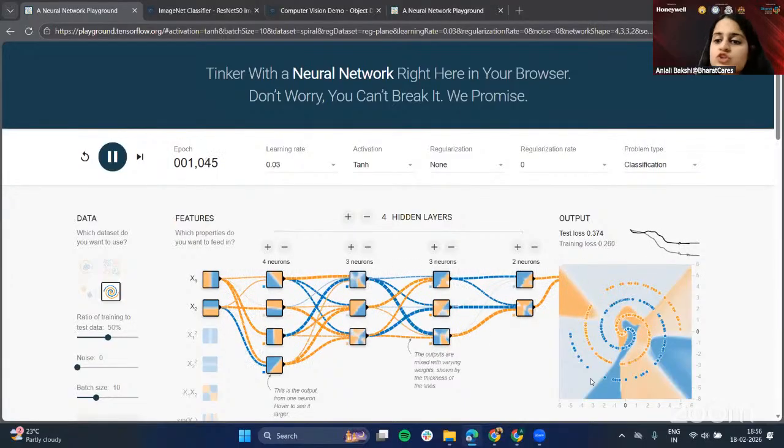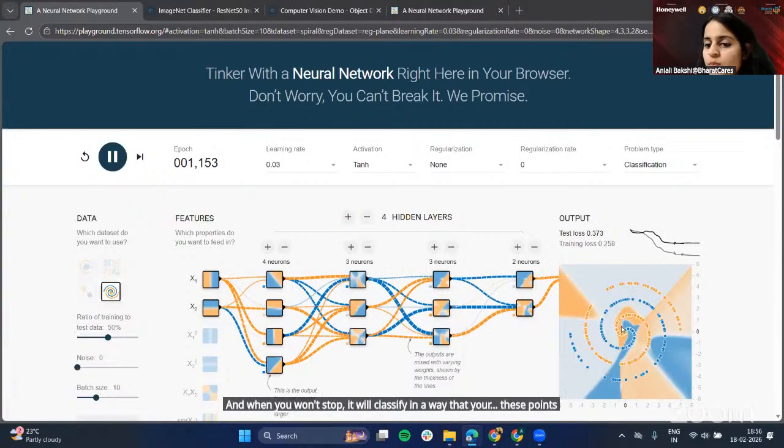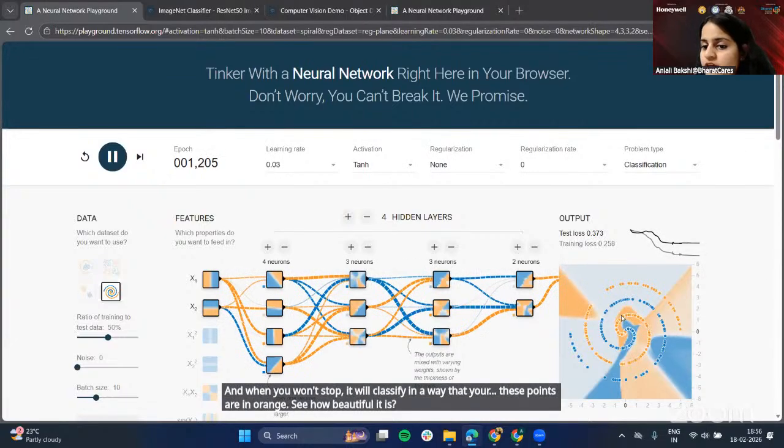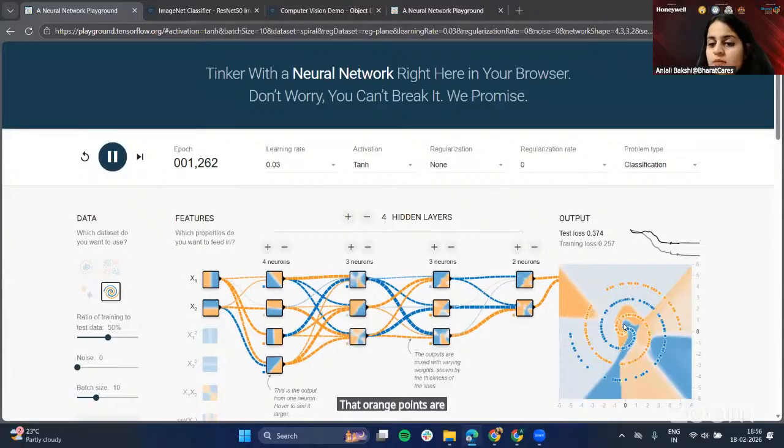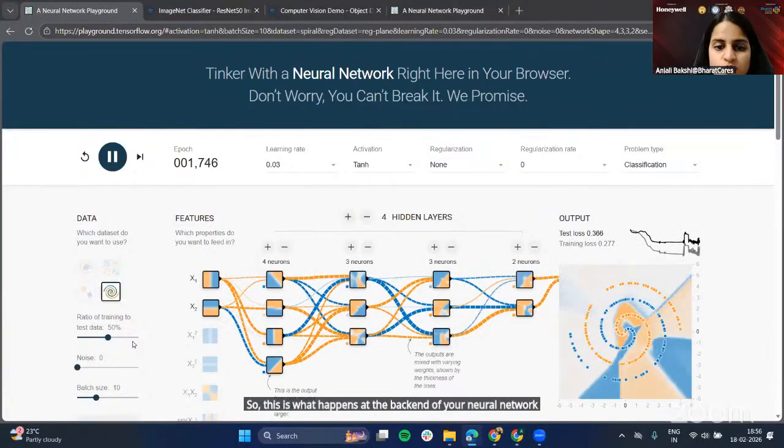And when you let it run, it will classify in a way that these points are orange. See how beautiful it is that orange points are classified so briefly. There is not even a slight mix in the blue and orange. A proper boundary is made. See how it is fluctuating. So this is what happens at the back end of your neural network in reality also.